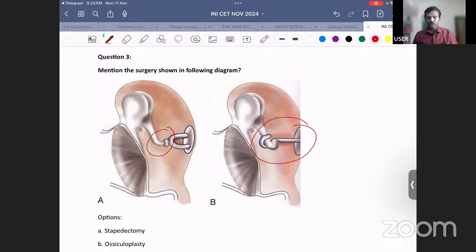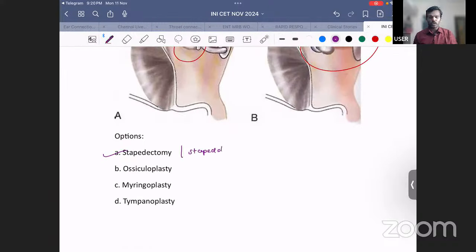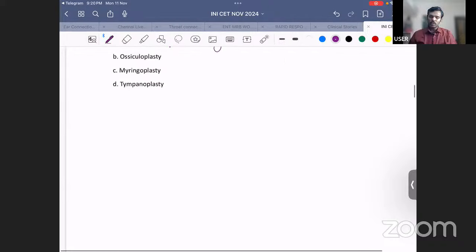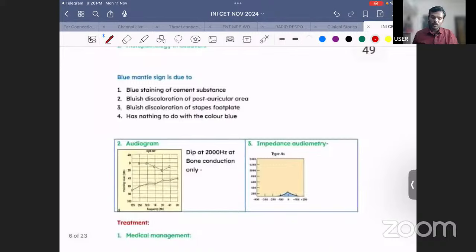Okay, so what? Very easy to answer. It is stapedectomy, whatever it is, that should be the answer. Stapedectomy. Okay. So now let's get into the discussion. This is a screenshot from our workbook. So what about the features of otosclerosis?